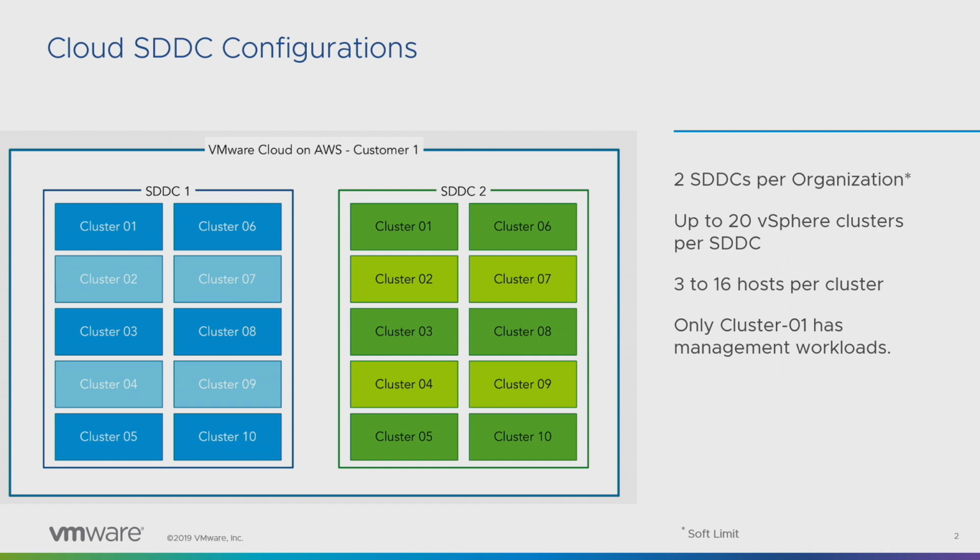By default, organizations are limited to 2 SDDCs per organization, but we can increase that limit. It's a soft limit. You just contact support, and if you need more than that, we'll talk to you and help you work through it. Each cluster scales from 3 all the way up to 16 nodes, so quite a bit of flexibility therein.